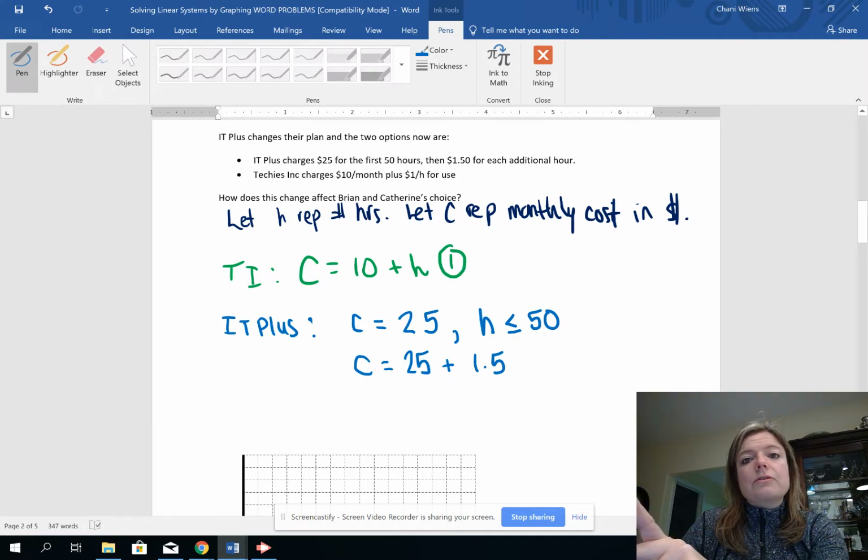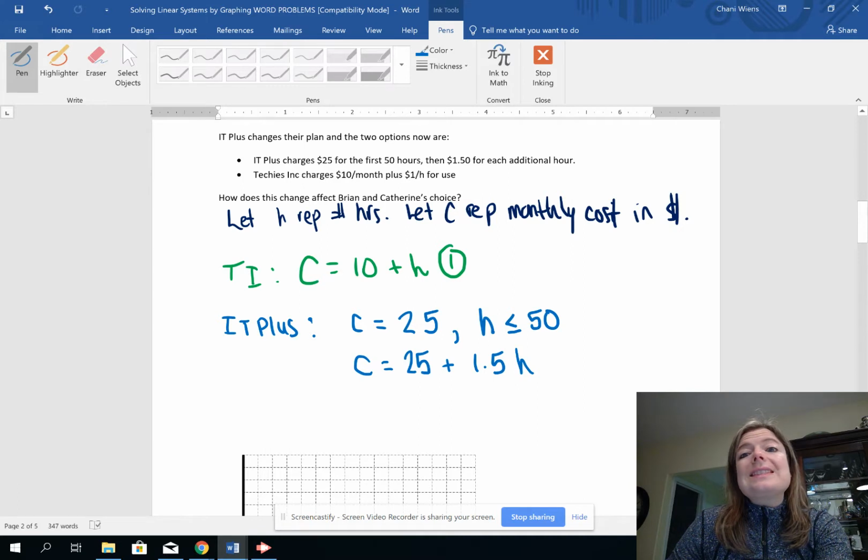Now here's where it gets tricky. A lot of people want to write this as $1.50 times H. But what's the problem? If you use 51 hours and H is 51, then you would be charging $1.50 times 51 hours. That's not what you want to do. If you use 51 hours, you only want to charge the $1.50 for that one extra hour past 50.